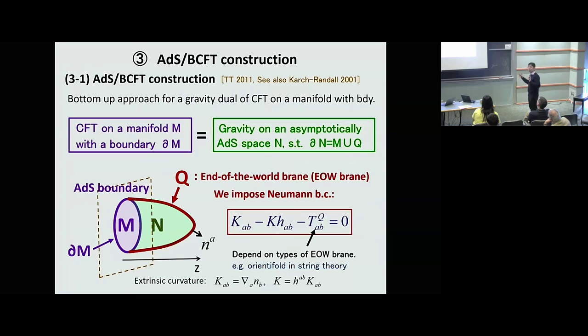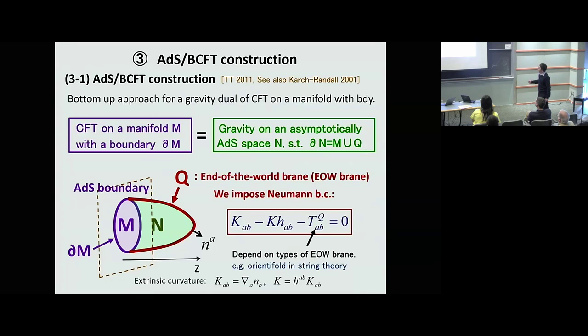In general, this is a kind of zero-th order approximation, but sometimes this becomes exact, especially if we put some orbifold. But in general, it's some model. But this gives some quite nice results, especially for the three-dimensional case. So this AdS/BCFT construction is very simple. We have some manifold M. We consider some boundary conformal field theory on M with some boundary.